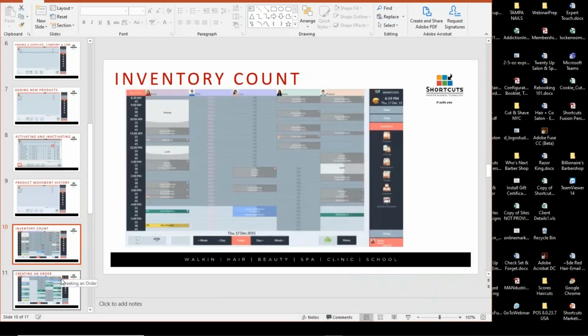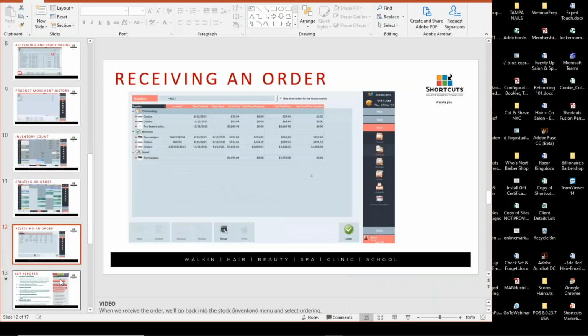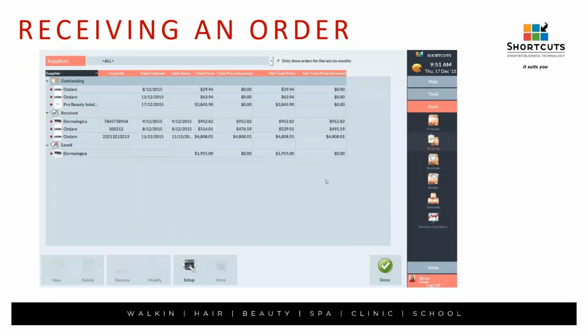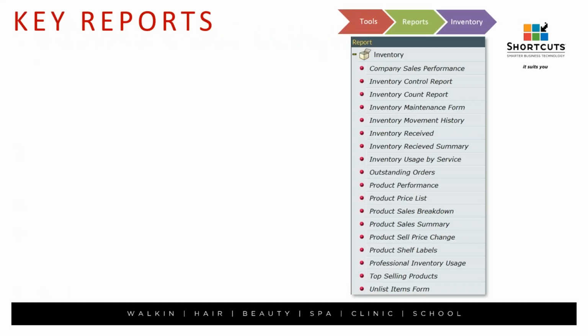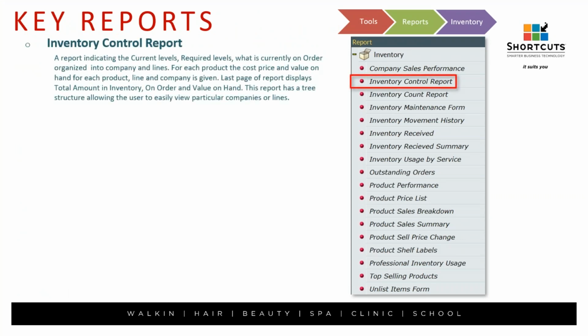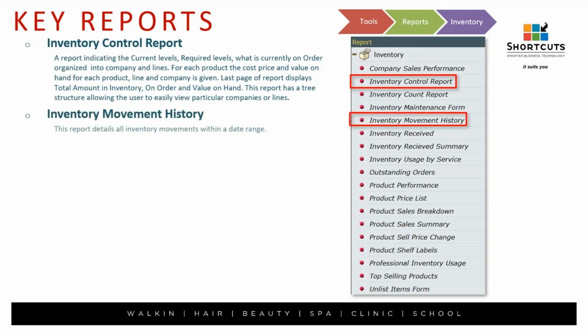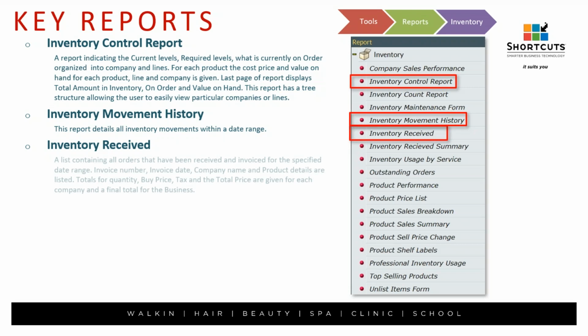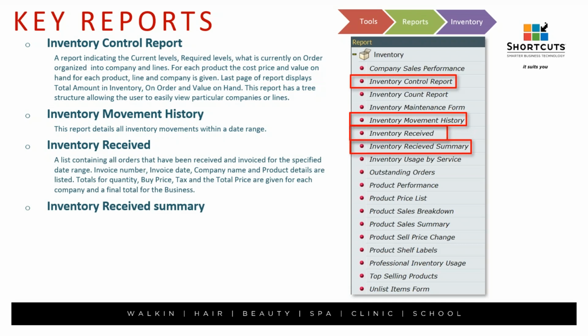So we talked about doing a count. We talked about creating an order and even receiving an order. So what is the information that you want to focus on? If you're using Shortcuts to take inventory properly, there's key reports that you want to look at. So under Tools, Reports, Inventory, there's the Inventory Control Report. So this is going to show you what your current and required levels are and what you have on order. Your inventory movement history. So any inventory movement within a date range, the last week, the last month, the last quarter, you're going to have listed there.